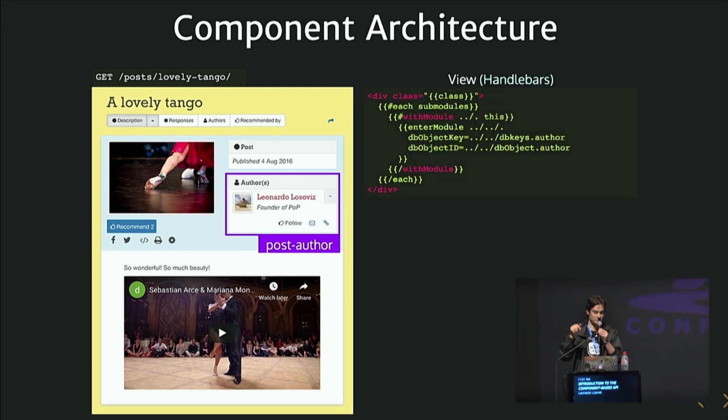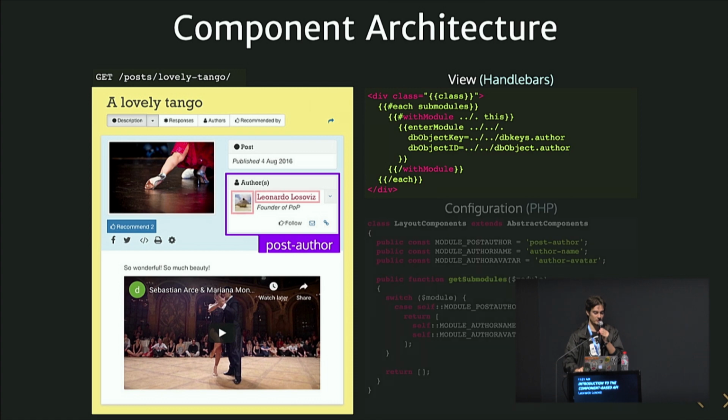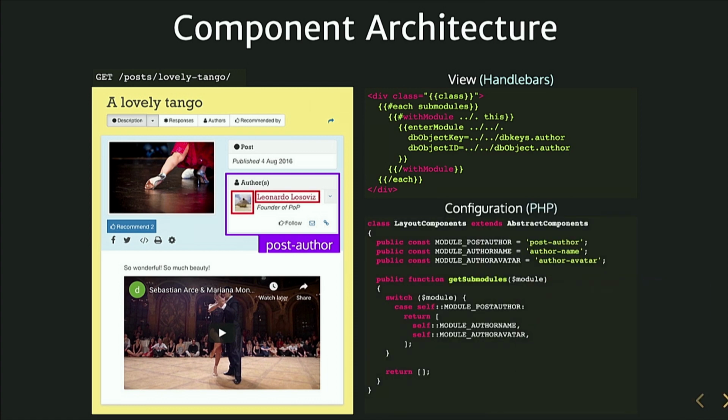So, and when it reaches the post author, it's the same. So this guy will actually change from the current post to the post author in the context and tell all of its subcomponents to render themselves using this new entity.